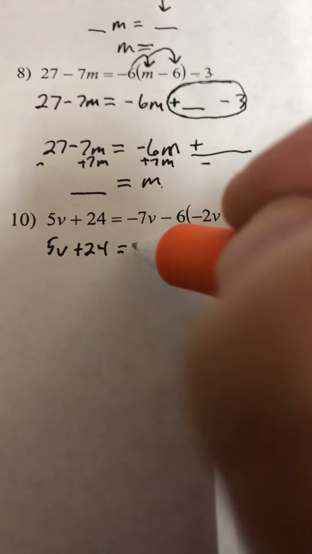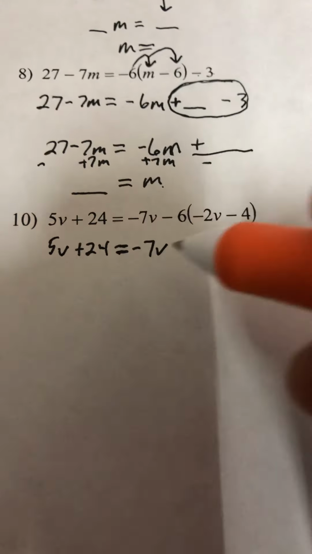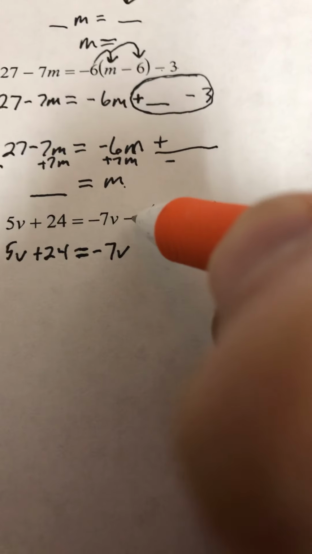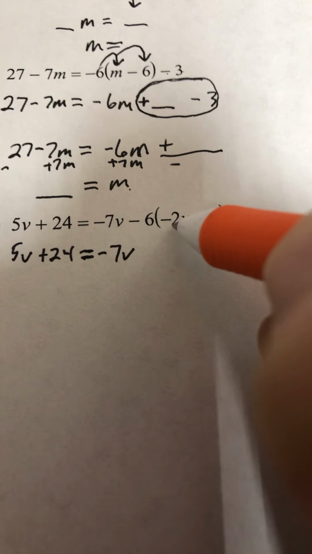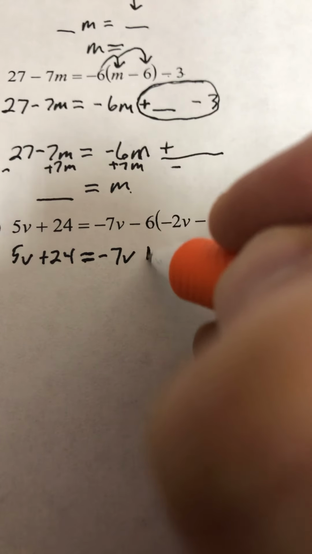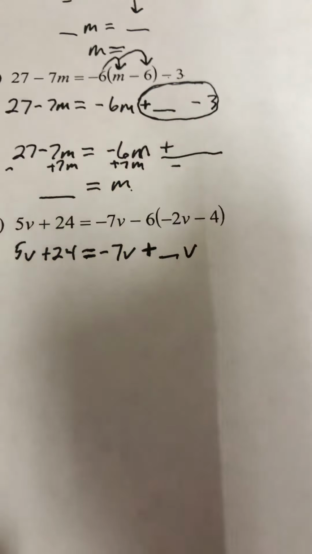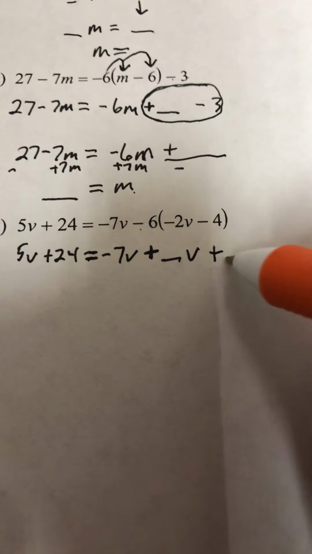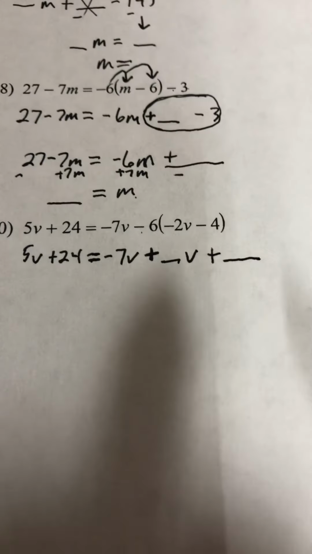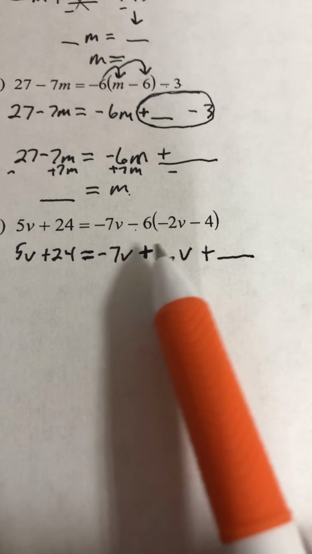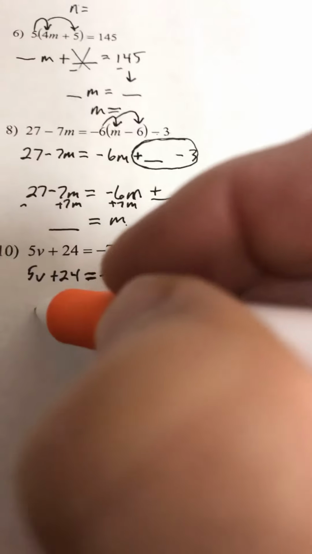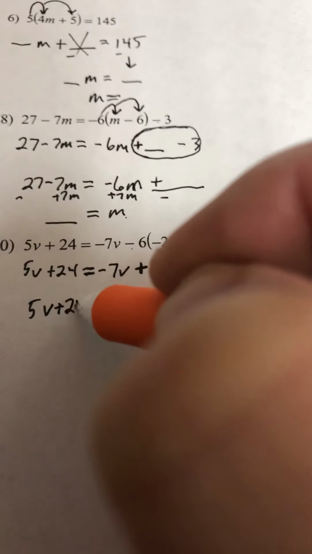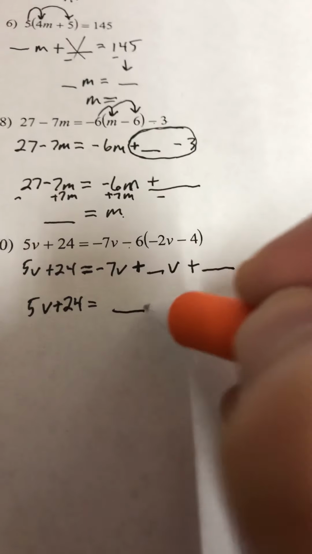For number 10, I'm going to bring down everything that I'm not working with right now. 7b, that's an equals. Now I have a negative 6 times a negative 2v. That's going to be a positive something v. And then a negative 6 times a negative 4 is going to be a positive something. So that should get you started. You want to put these two v's together, and you'd bring down everything else that you're not working with. So you're going to have something v.